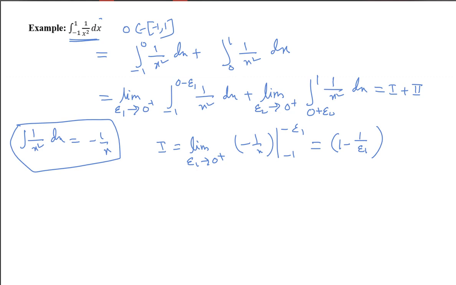Now it is tending to what? Infinity. As epsilon 1 tends to 0, it is tending to infinity. So this improper integration does not exist. Similarly, find I2. Sir, it will be limit infinity, right? Yes, correct. This will be infinity.